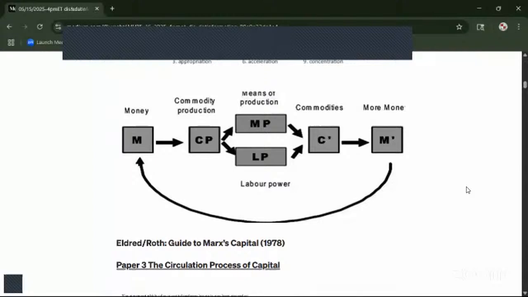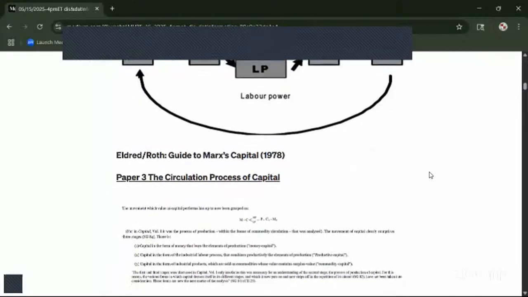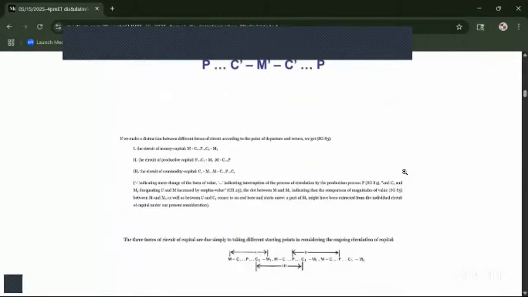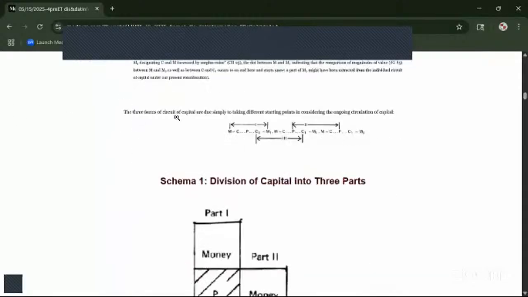It's an MCM with modifications. MCM, CMC are part of the circuits, how the circuit of capital operates, and the idea that it occurs in motion, that is, that it's dynamic as opposed to static, or at least sets of different motions, as Eldred and Roth describe it, as I pointed out yesterday in a piece from 1978. That is, the three forms of circuits of capital are due simply to taking different starting points and considering the ongoing circulation of capital.